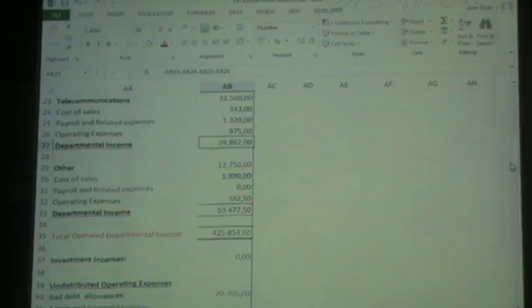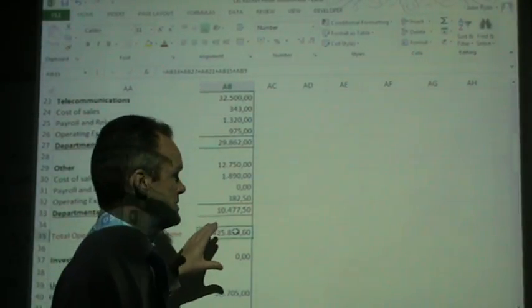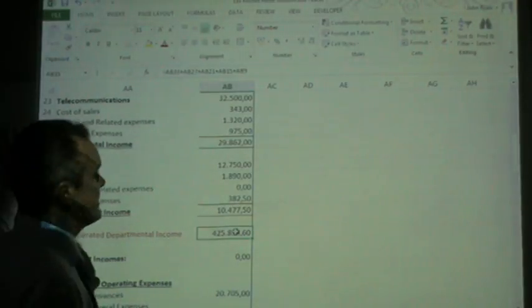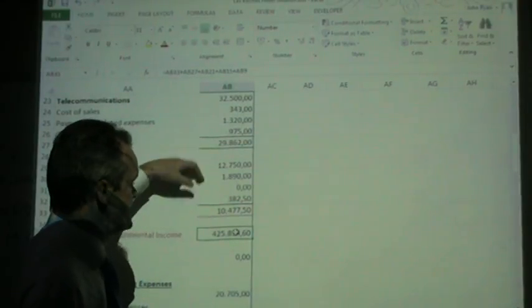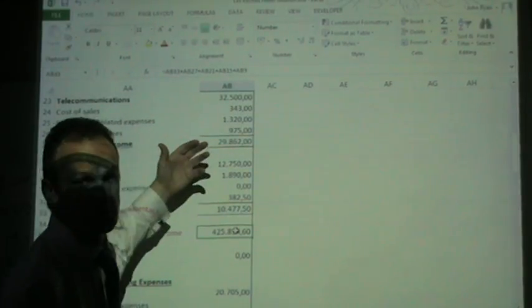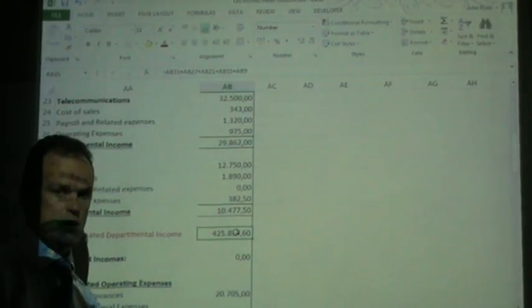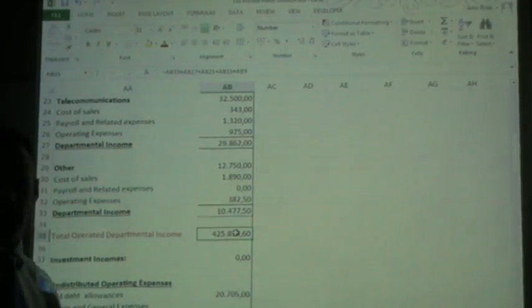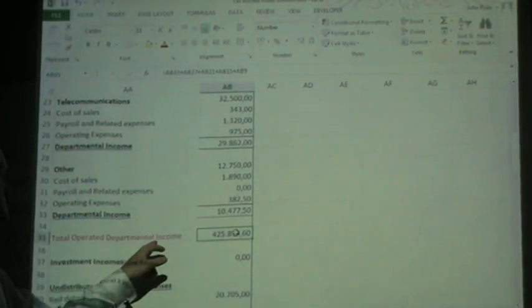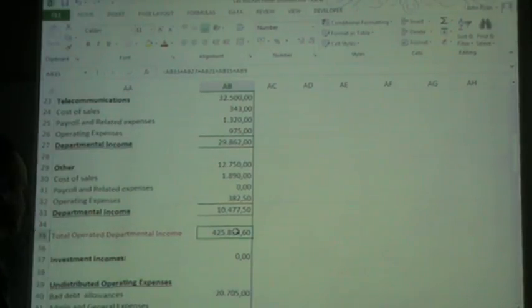And when we get down here, we just simply add up the amount of money that we made in each of the 5 departments. So all we're doing here is taking the information we had before, filling it in here, taking all the costs away from the sales, and then when we find out how much we made in each individual department, that means we can see how the departments are doing. But then we add them all together to see overall how we are doing. And that's it. The total operated departmental income is going to be the sum there.